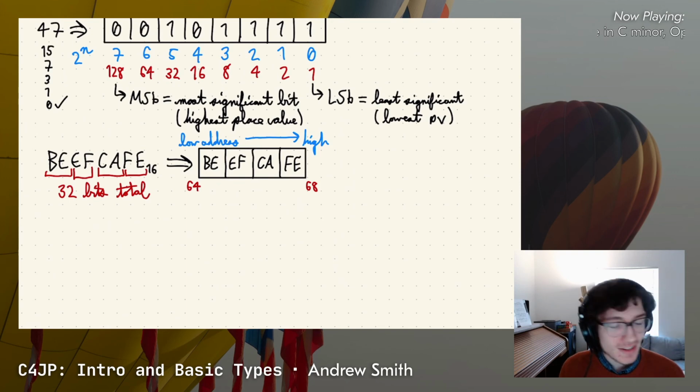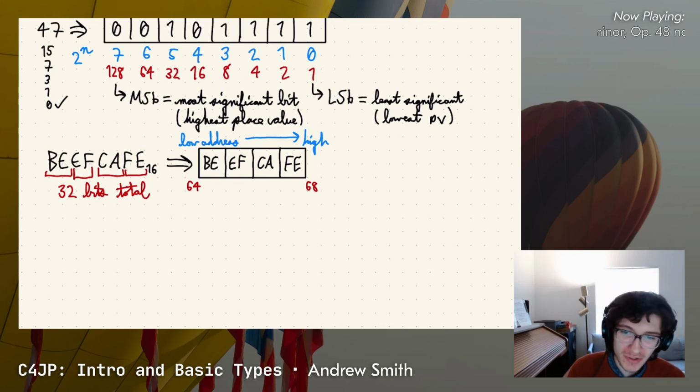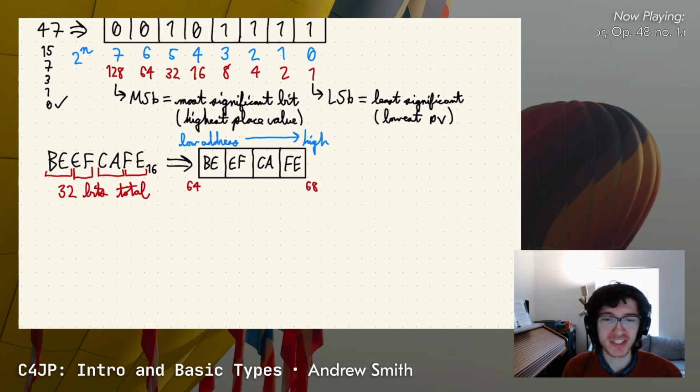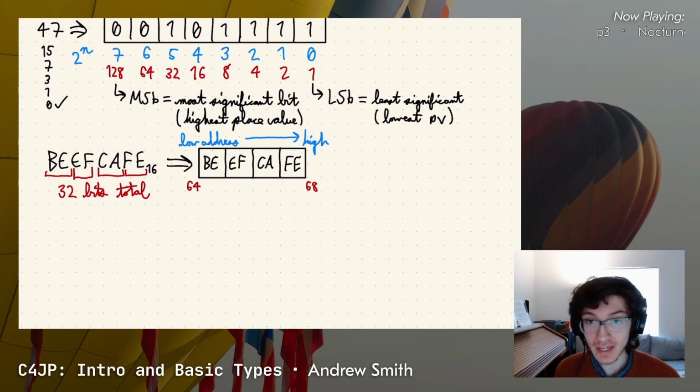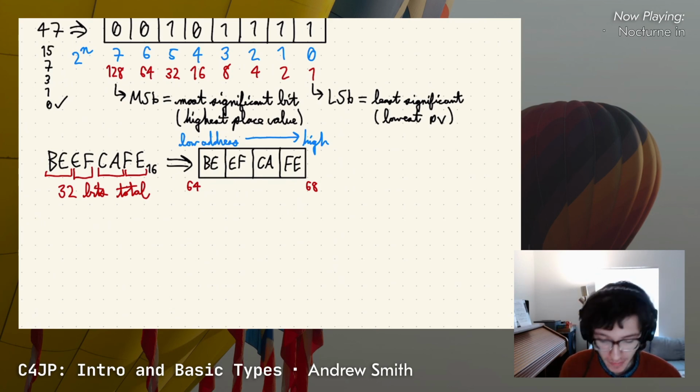Okay, great. So now that we've got that handled, let's come back to this example. I told you that we would lay out these digits from low address to high in the order in which they come. So just bytes laid out sequentially in memory, just like we would think of it. And that's not how your computer probably does it.